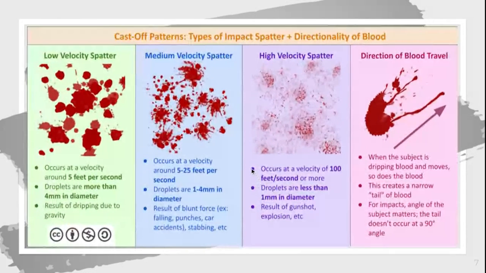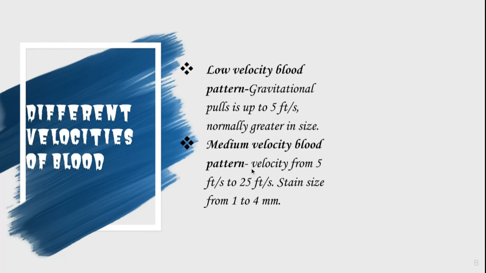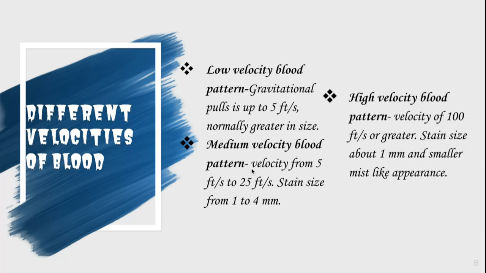Now we're going to talk about the velocity of blood. So you've got low velocity blood. It's the gravitational pull that's up to 5 feet per second, and it's normally pretty big drops of blood. You've got medium velocity blood, which is 5 to 25 feet per second. They're about medium-sized blood spatters. And then you've got high velocity. It's a velocity of 100 feet per second or greater. They're very, very small blood drops.